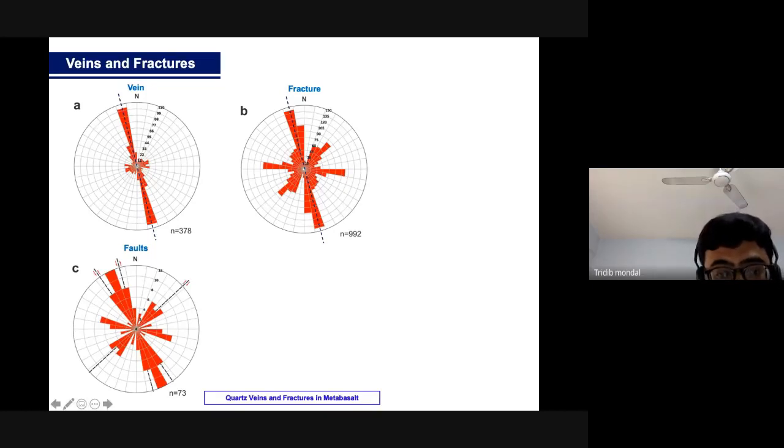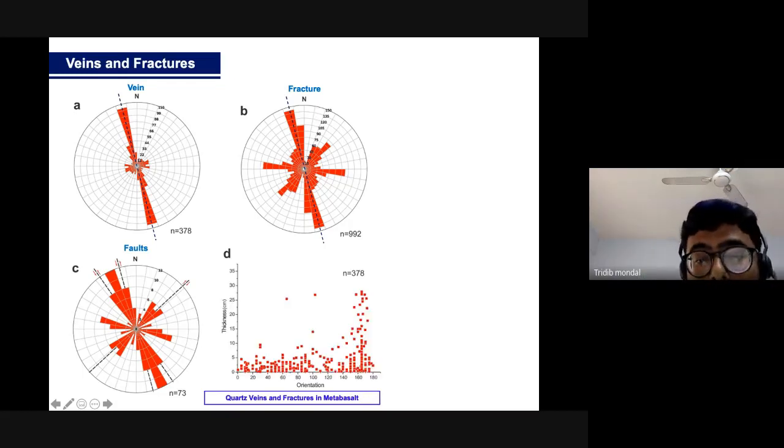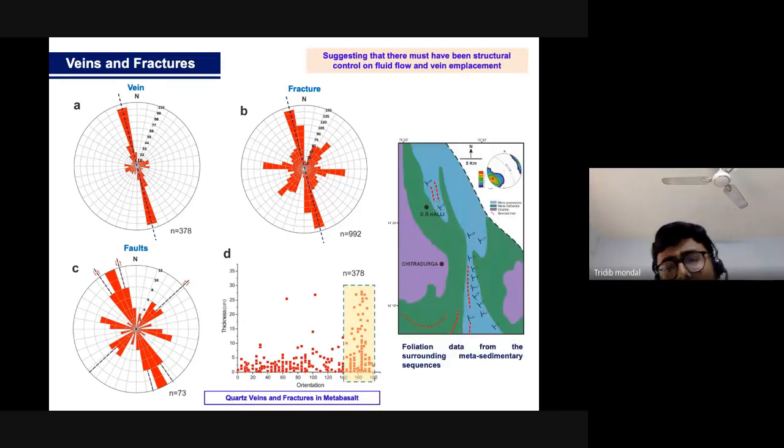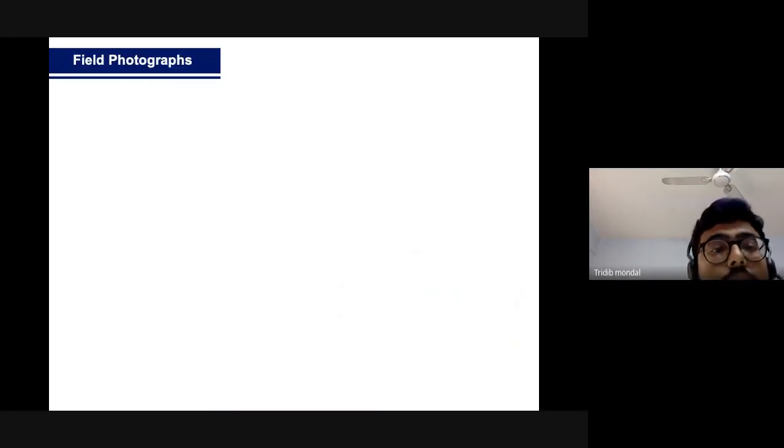This diagram, the rose diagram, shows the fault orientations, and I tried to put the sense of movement on this diagram. And if you see the thickness of the veins, it is observed that the northwest-southeast oriented veins are much thicker compared to the other orientations, and the field foliations are also parallel, measured adjacent to the metasedimentary rock that lies adjacent to the metavolcanics, and they are in good agreement with these orientations.